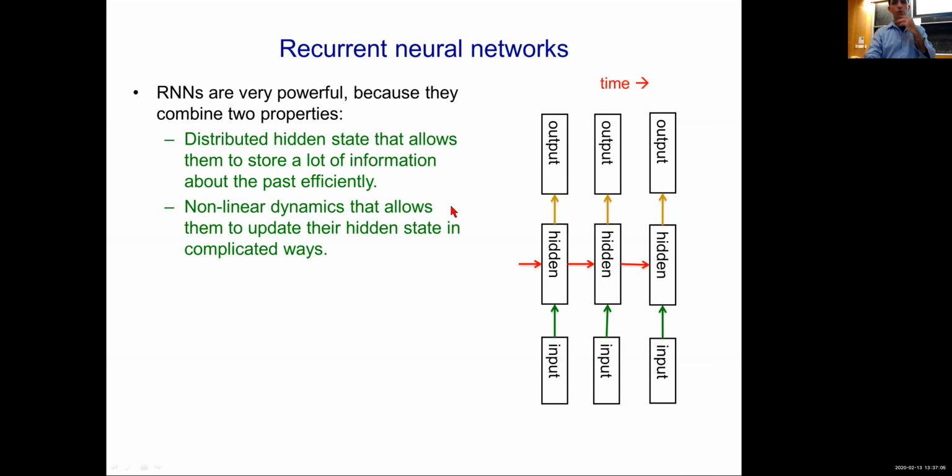Moreover, this hidden state computation can have non-linear dynamics, which allows you to update the hidden state in much more complicated ways than hidden Markov models. With HMMs, you can only update it in some linear fashion. With RNNs, you can update it in much more interesting ways. And that's where all of the deep learning, the sigmoid functions that we've learned about, the ReLU functions, et cetera, come in. Everybody with me so far? Any questions?